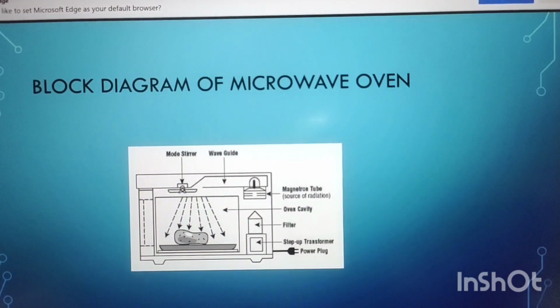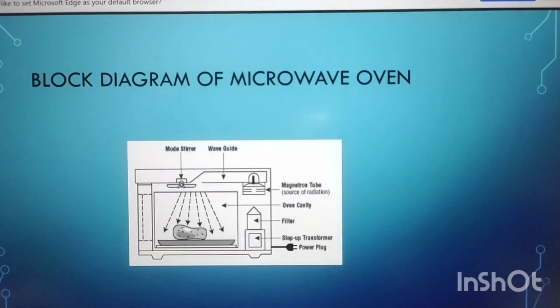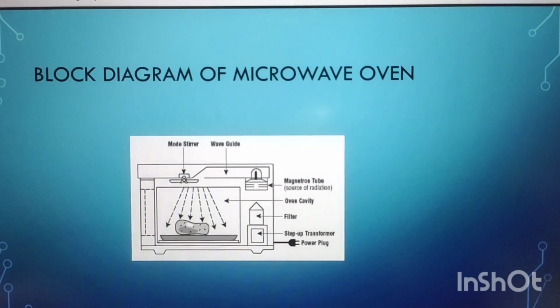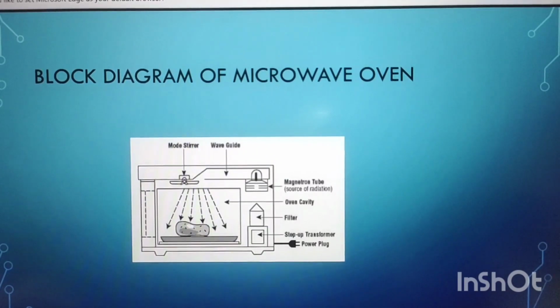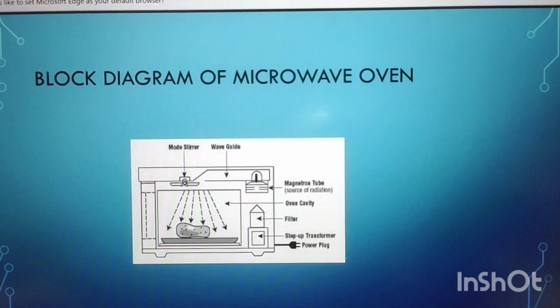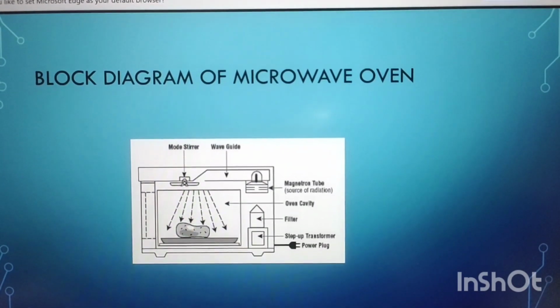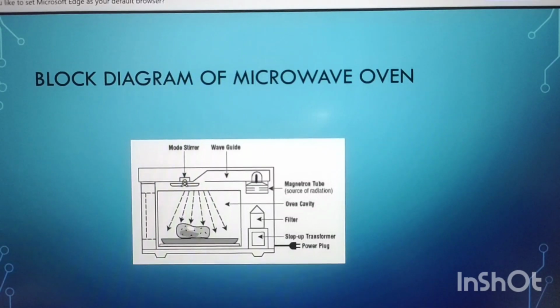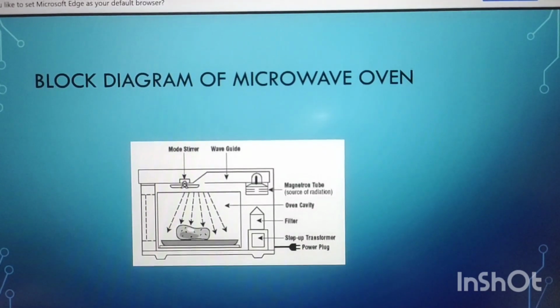In that section, now we can come to the block diagram of the microwave oven. In that we can see the mode, striker, waveguide, magnetron tube, source of radiation, oven cavity, filter, step up transformer, and power plug. This is after completion of the physical body. What we are seeing in the block diagram is a physical body.